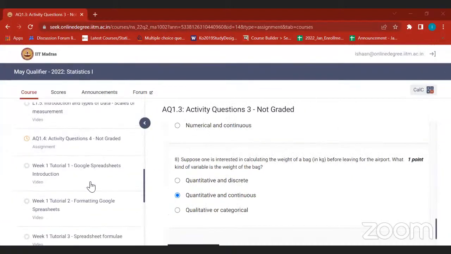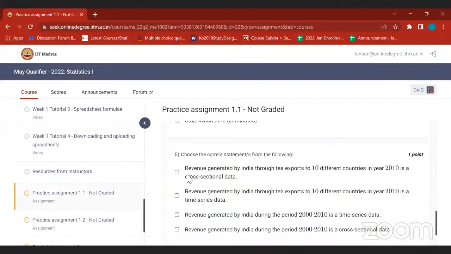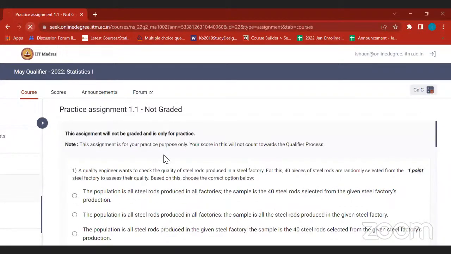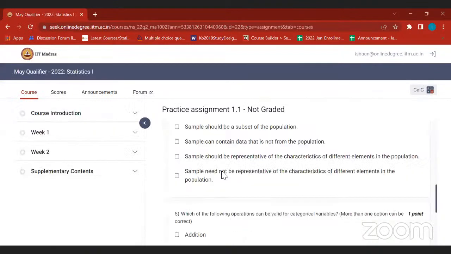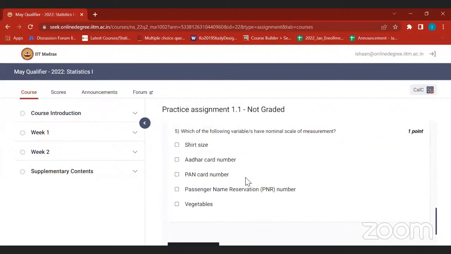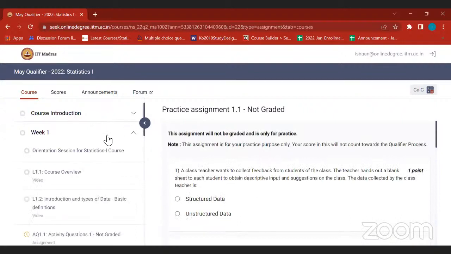Okay, regarding practice assignment 1.1, there are 5 questions, right? But every time you refresh it, you will get a new set of 5 questions. So you can practice more if you want. Every time you refresh it, you will have a new set of 5 questions. It's only in the first assignment of every week.